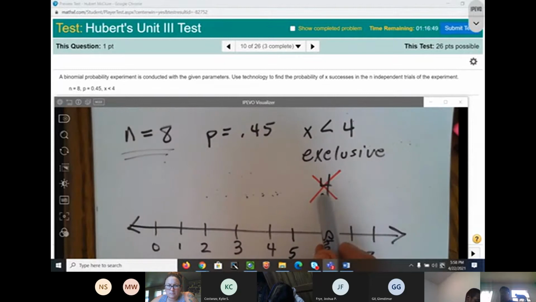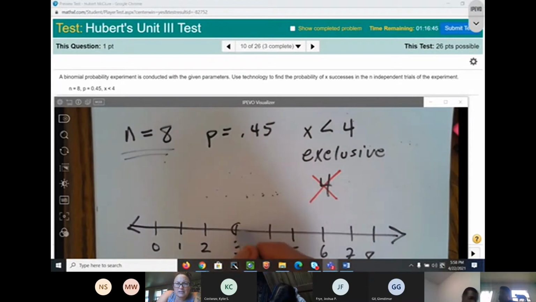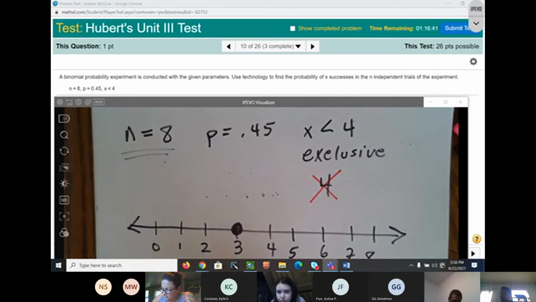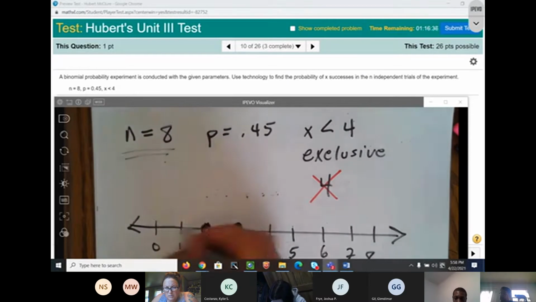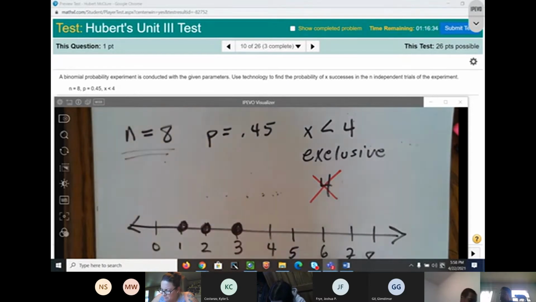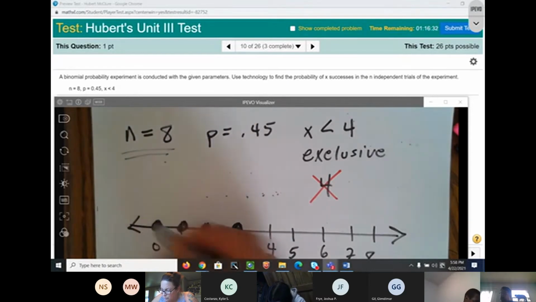And we did not use 4. So we can use 3. And what whole numbers are less than 4? 3, 2, 1, and 0.